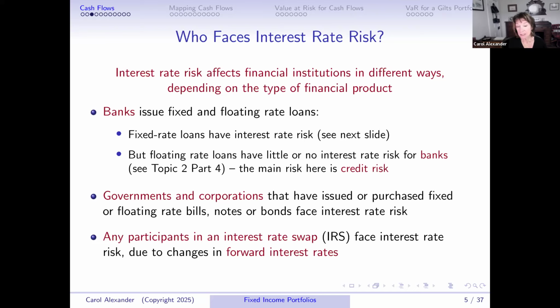Then any participant in an interest rate swap, typically a bank and a corporation, because the corporation wants to swap their exposure to floating rates to an exposure to fixed rates, because that's not so risky for them under cash accounting. So both participants, there's always two of course, face interest rate risk because there are going to be changes in the forward interest rates that drive the payments in future on an interest rate swap.